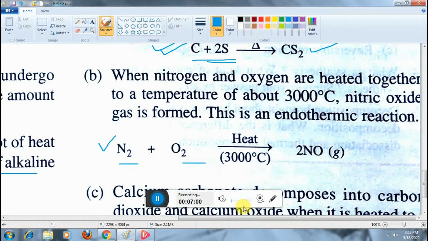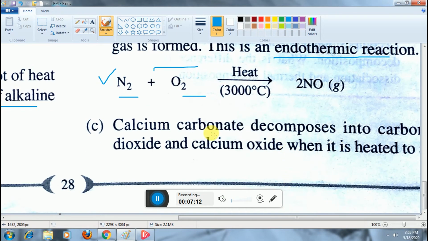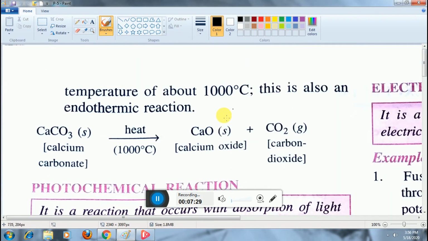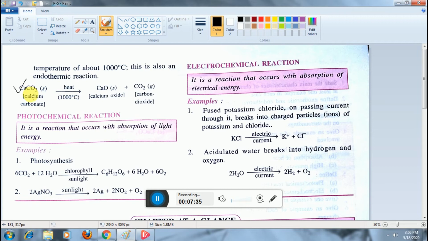Similarly, when nitrogen and oxygen are heated together to a temperature of about 3000 degrees centigrade, nitric oxide gas is formed. This is also an example of an endothermic reaction. Calcium carbonate decomposes to carbon dioxide and calcium oxide. This is another example of an endothermic reaction. So when calcium carbonate is heated, calcium oxide and carbon dioxide are formed.